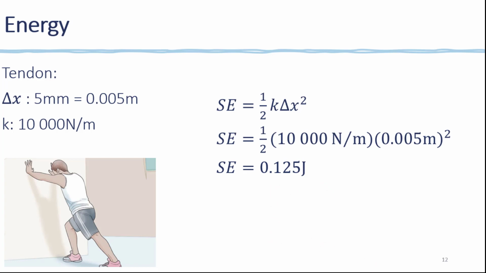So in human movement and in sports, energy is possessed by athletes and objects due to their motion, so kinetic energy, due to their position above the ground, which is gravitational potential energy, and their deformation, which is the strain energy. So in this case, strain energy would have come from the Achilles tendon here.